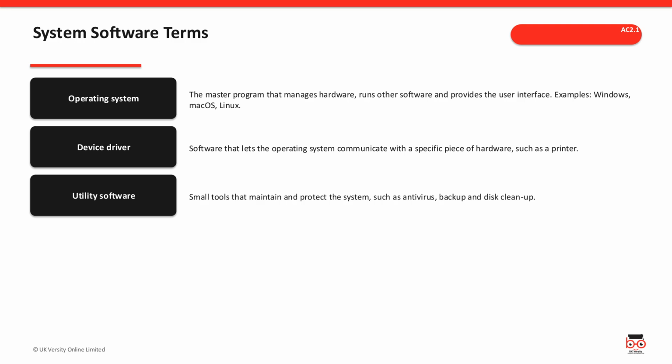Let's define the key pieces of system software. The operating system is the master program that manages the hardware, runs everything else, and gives you an interface to work with. Think Windows, Mac OS, or Linux. A device driver is the smaller piece of software that lets the operating system talk to a particular bit of hardware, such as your printer. And utility software covers the little maintenance tools like antivirus, backup, and disk cleanup that keep the whole system healthy.